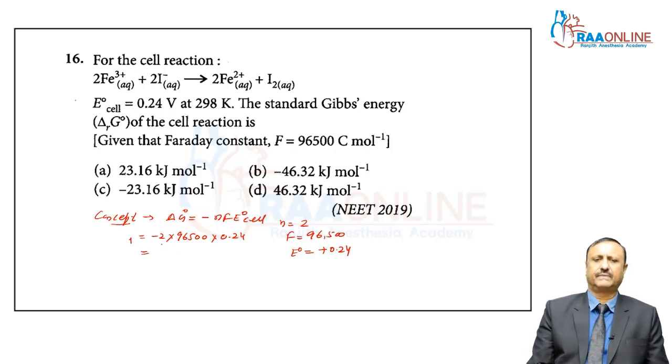So my dear students, here you can multiply minus 2 into 96,500 into 0.24. Then you can get minus 46,320, but that is in joule, and here the answer is taken in kilojoule. So here you can see minus 46.32 kilojoule, because you divide by 1000 and get the answer. So my dear students, B is the correct answer for question number 16.